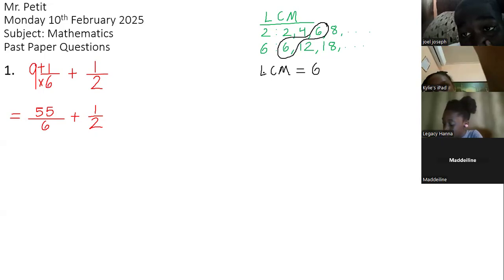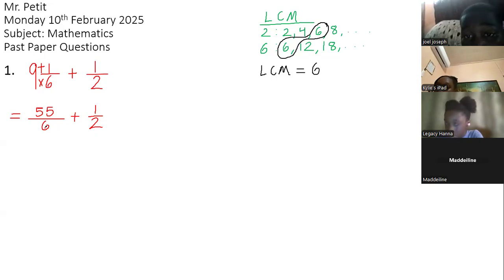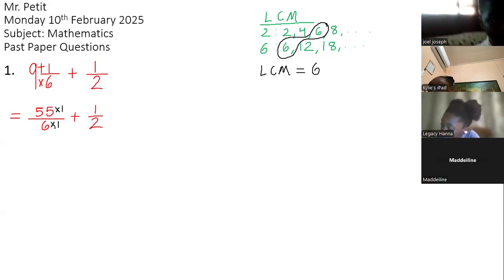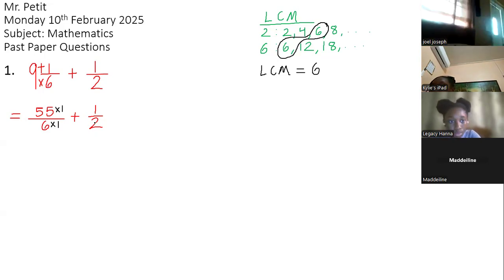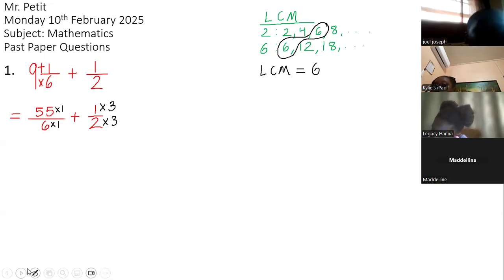So the LCM is 6. So we ask ourselves, what times 6 gives us 6? 1. Very good. So we multiply this by 1. Whatever we do to the bottom, we must do to the top. And then we have 2. What times 2 gives us 6? 3. So we multiply this by 3. Whatever we do to the bottom, we must do to the top.